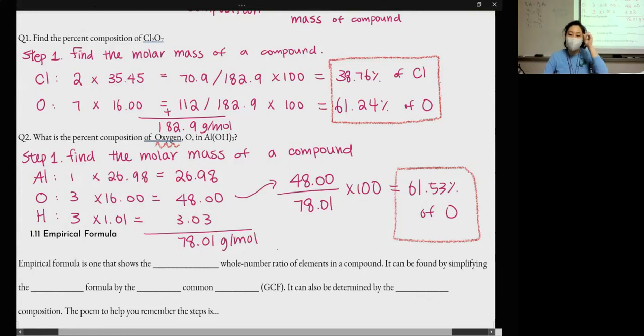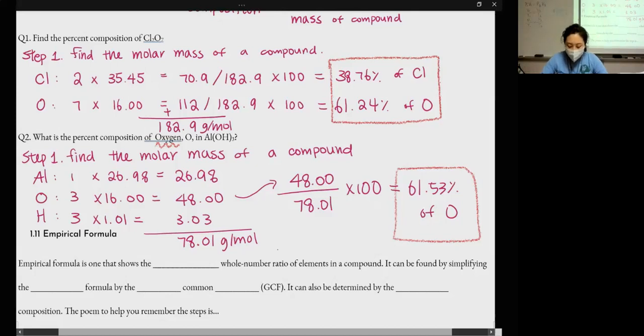So make sure you read the question carefully. If the question is only asking you for one element, then you will find the percent composition of one element. If it's asking you for the percent composition of this compound, then you will list all the percentages for each element, like question 1.